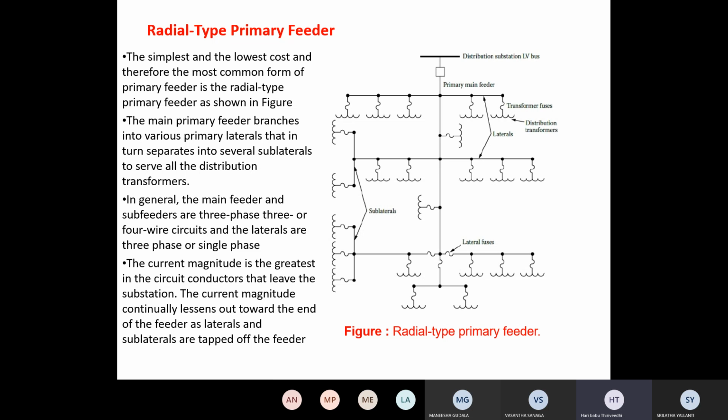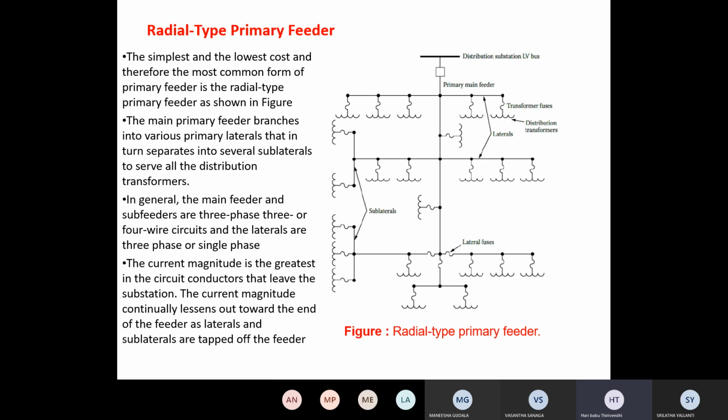Generally the feeders are utilized to transfer constant voltage to the distributor end. That's why it is the simplest and lowest cost. Whenever you provide constant voltage, there is no problem. Why simplest? Because it is a single path, there are no tappings. Simple and lowest cost, and therefore the most commonly used primary feeder is the radial type primary feeder.